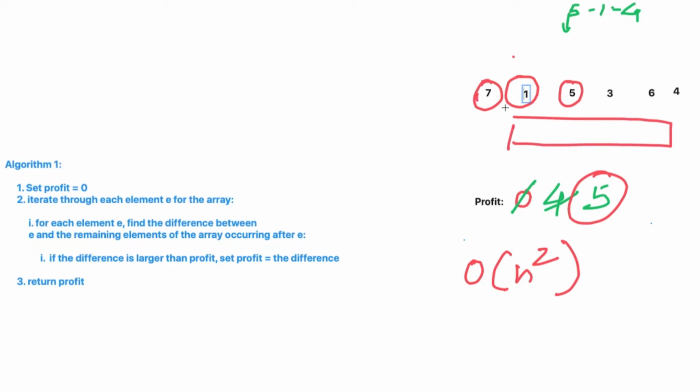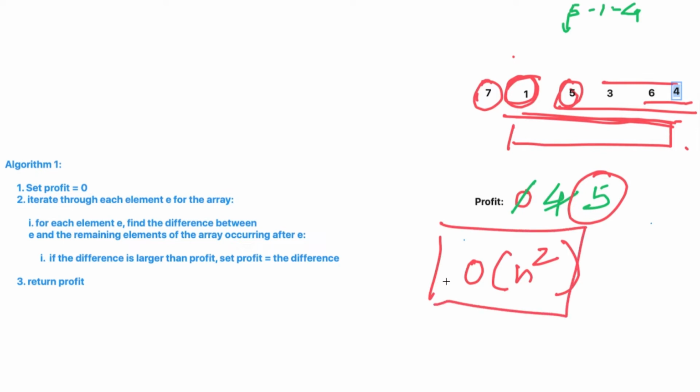For 7 you're going to iterate through all these values. Then for 1 again you're going to iterate through all these values, and for 5 again iterate through these. For 3 you're going to iterate through these. For 6 you're going to iterate through the remaining, which is only one element. But still the time complexity is O of n squared, and we can definitely do better than this algorithm. So let's see what a more optimized algorithm is. Now we are going to look at the second algorithm.